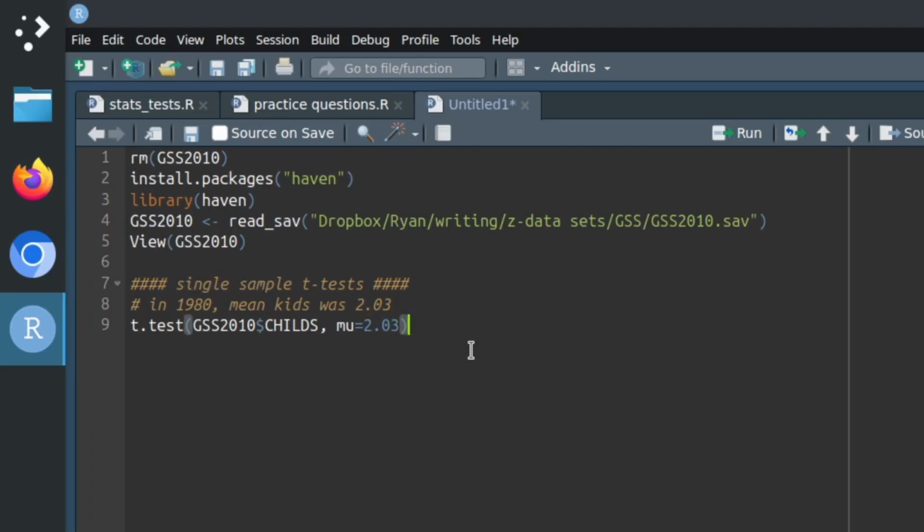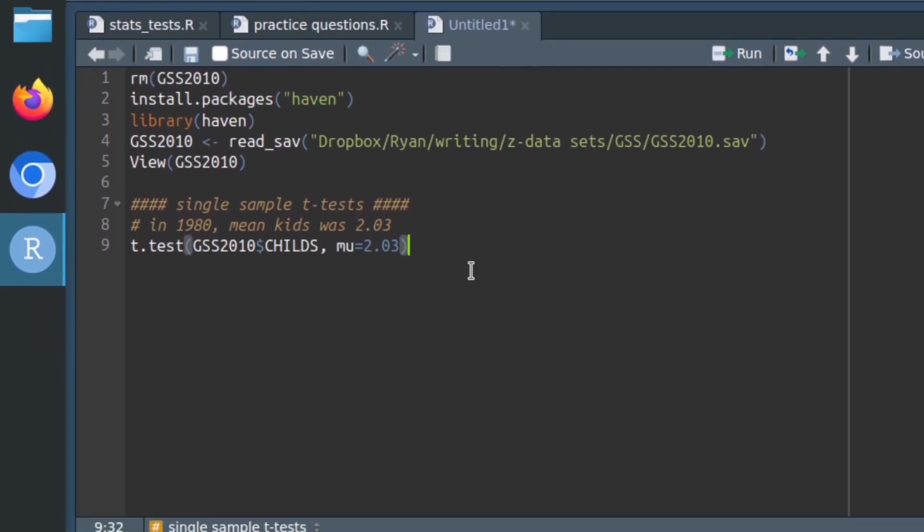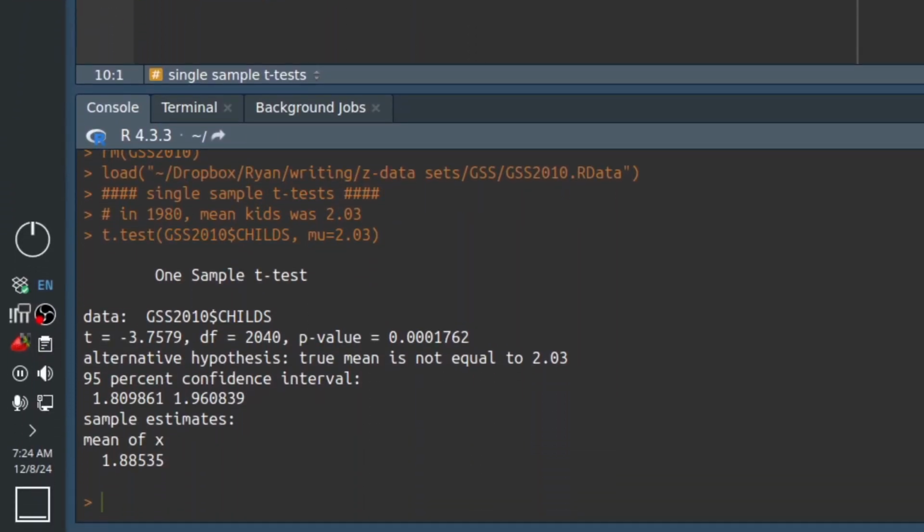What that code is going to do is tell RStudio and R, I want you to do a comparison using the mean value and the standard deviation and everything else we'd need for that variable, sample size, for the 2010 childs variable, and compare that to the 1980 mean, which we've given it, 2.03. And when we run this, we should get in our output down here a t-value. So that is our test statistic right there. They can be positive or negative.